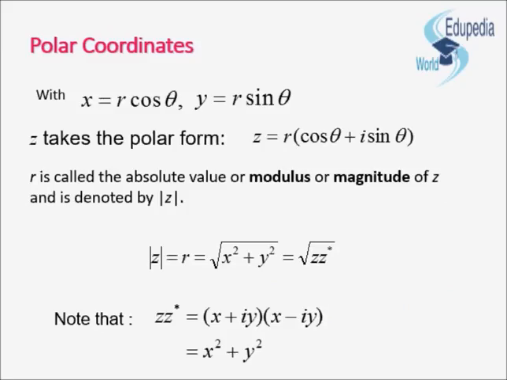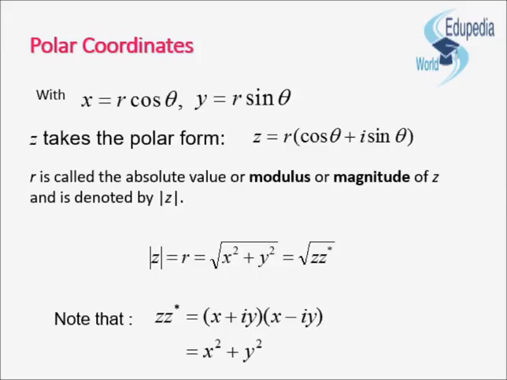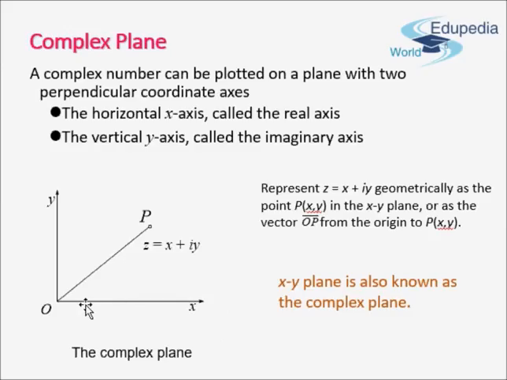Now, in order to study this concept of polar coordinates, we need to relate it to what we did in the complex plane. So what we do in polar coordinates is that over here, if we have to find x, this will be known as r.